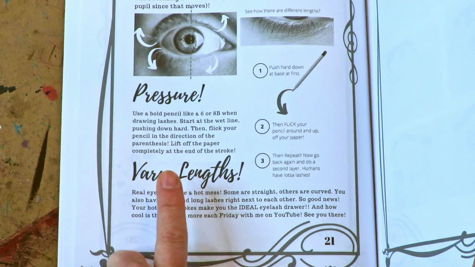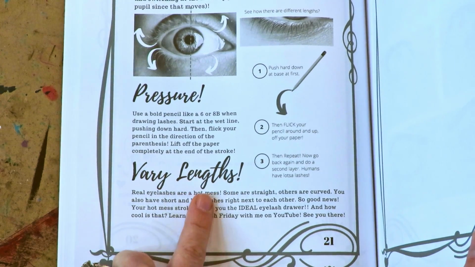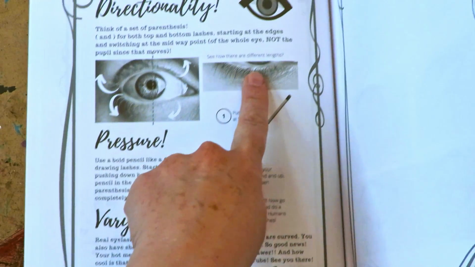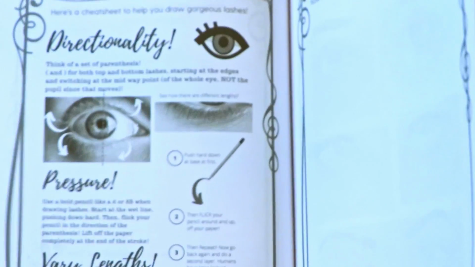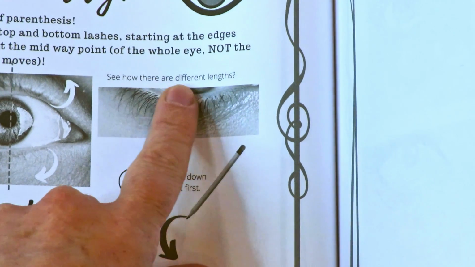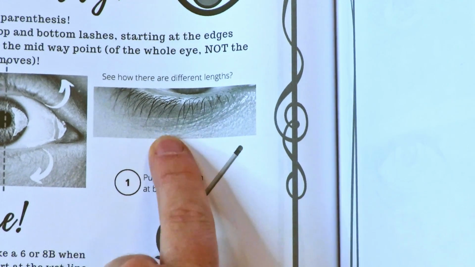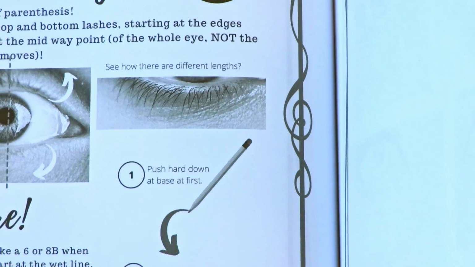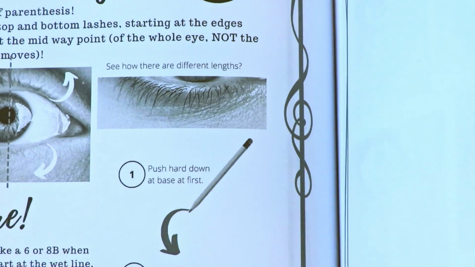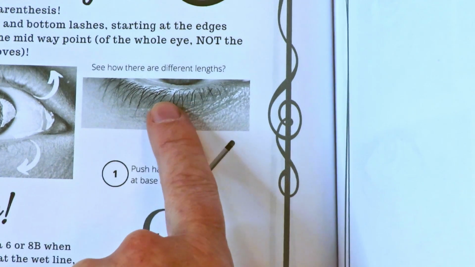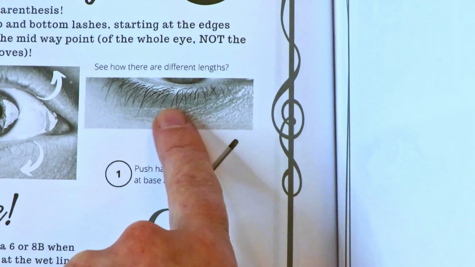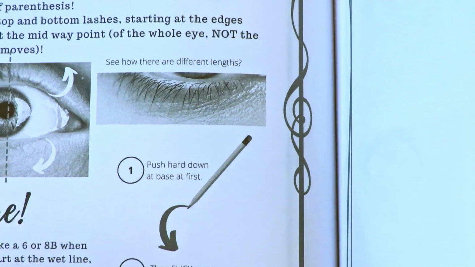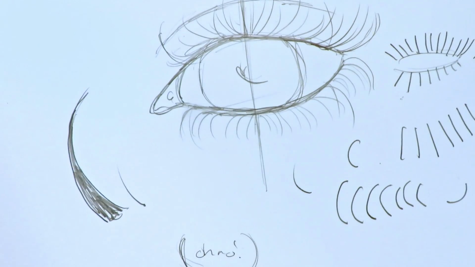The third most important thing is to actually vary your lengths. This makes it look more realistic. If you can see this little zoom in part of the cheat sheet, see how there are different lengths? It kind of reminds me of a shark's mouth. You know how sharks have different rows of teeth? That's just how human eyelashes are. There are different rows, and they're all staggered, and they're all different lengths. I know it's weird that my analogy is shark teeth, but I hope you can see where that comes from.